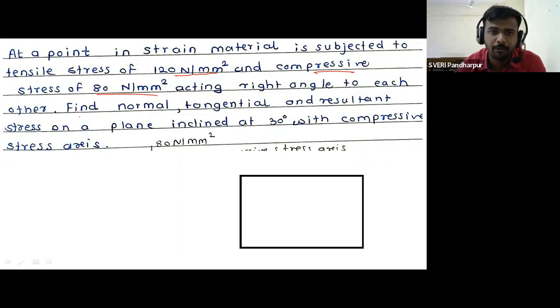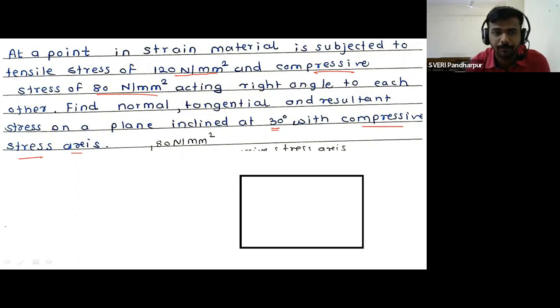Full stop. Find normal, tangential and resultant stress on a plane inclined at 30 degree with compressive stress axis. Whatever the inclination is given, it is given with compressive stress axis. So you have to take the reference of this statement and you have to draw the figure.